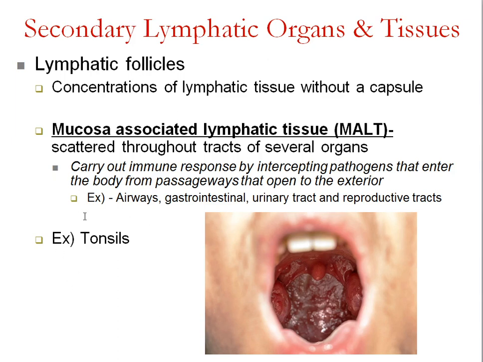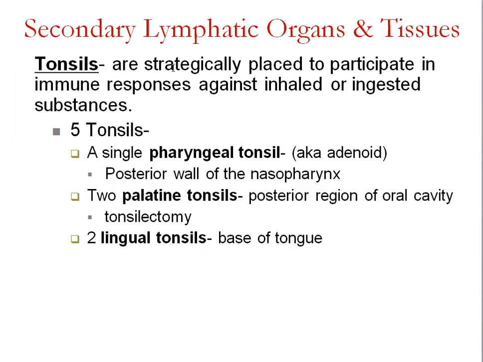We use the tonsils as an example here. We can see the tonsils at the back side of the mouth here. There are little rounded bulges on each side. Tonsils are strategically placed to participate in immune responses to pathogens that get ingested or inhaled.